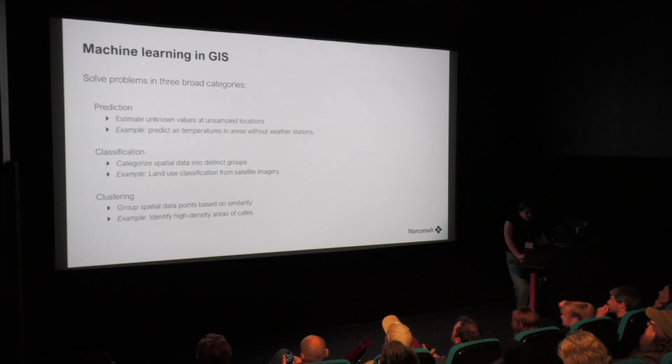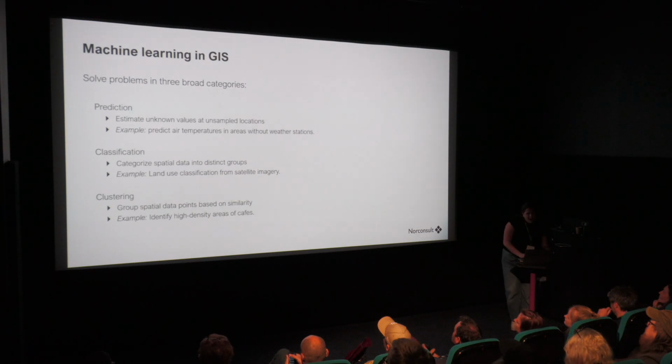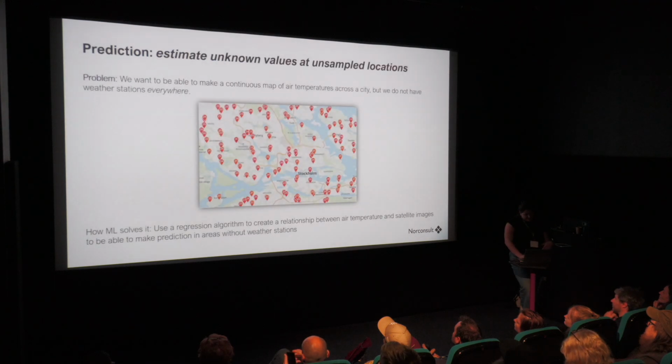So when we think about how we might use them as GIS users, typically the tasks that we might want to do could fall into one of these three categories. And so the way I've structured this presentation is I'm going to go through each of the three categories and explain about how it might work as a bit of inspiration through an example. So we're going to start with prediction.